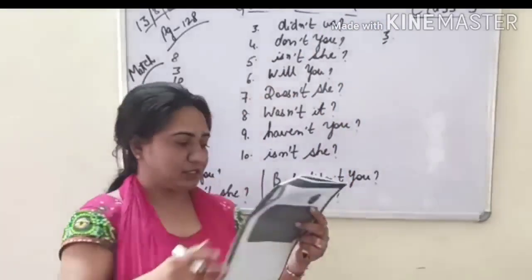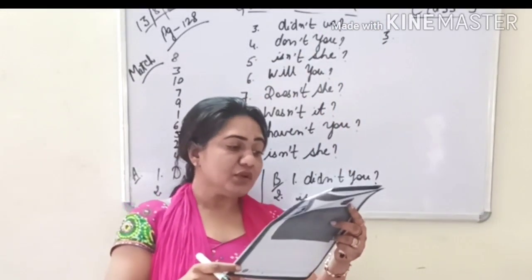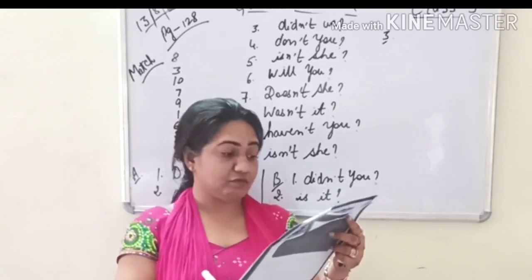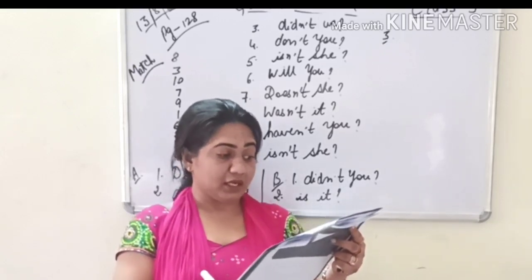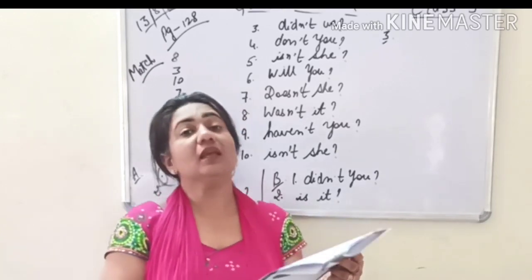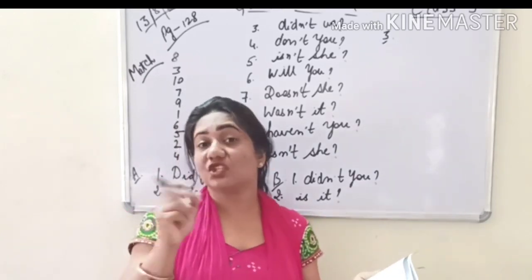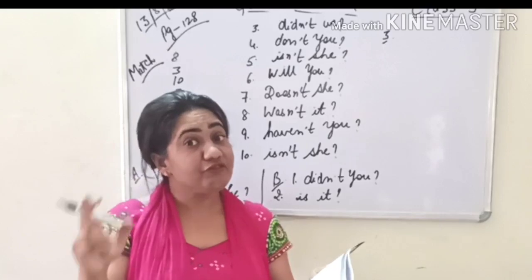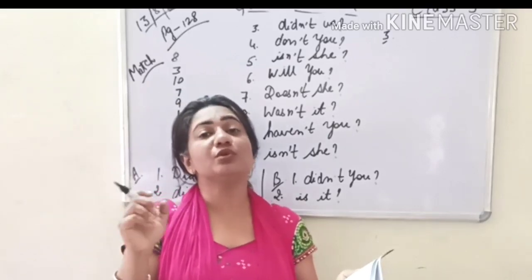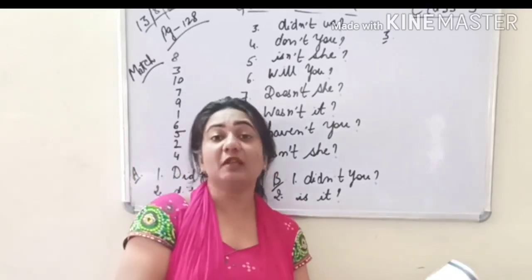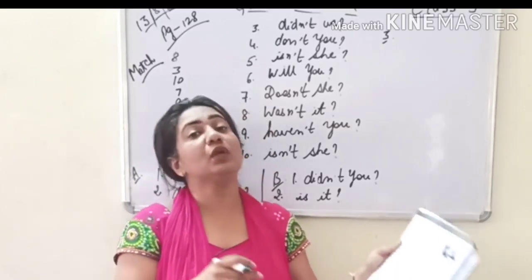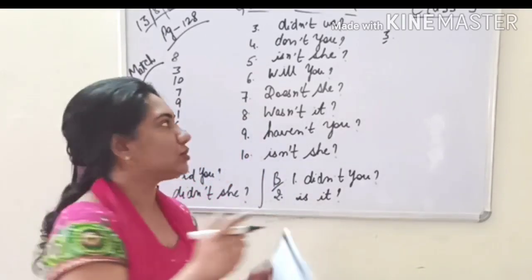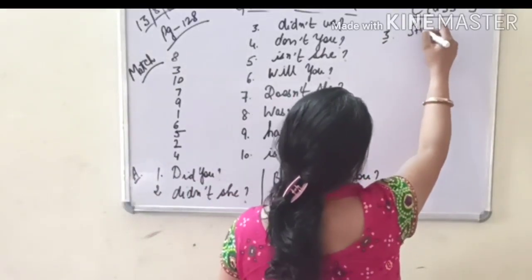Coming to the third one. We will not keep any pets. We will not. Positive. So it shall be. Shall be. Shall we. Because dear children, with we always use shall. When we will be doing tenses, I will be telling you that with we always use shall. So we will write here shall be.